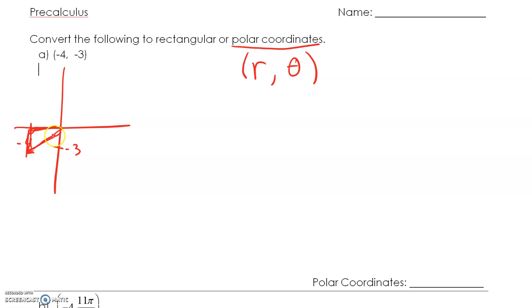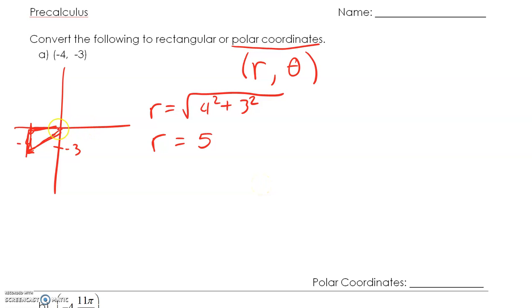To find it, we use the Pythagorean theorem. So the radius is going to equal the square root of 4 squared plus 3 squared. You don't have to worry about the negatives, because when you square something, it's always going to become positive. The radius will end up being 5.